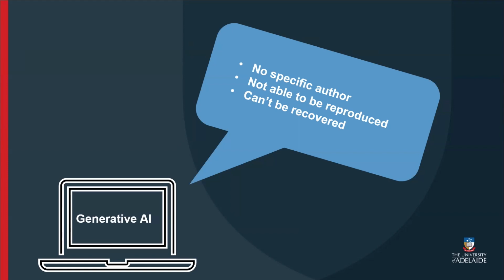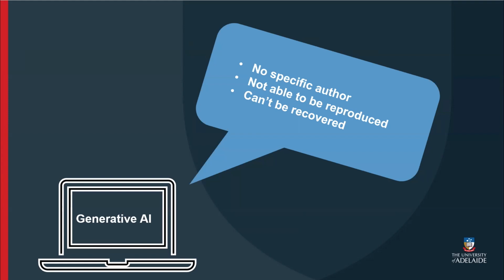So there's no specific author, right? It's not able to be reproduced. If you enter the same prompt twice on the same tool, you might get different answers. So it makes it hard to verify exactly what was said or produced. So even if you do share your prompts and things like that, it's hard to actually reproduce that for someone.